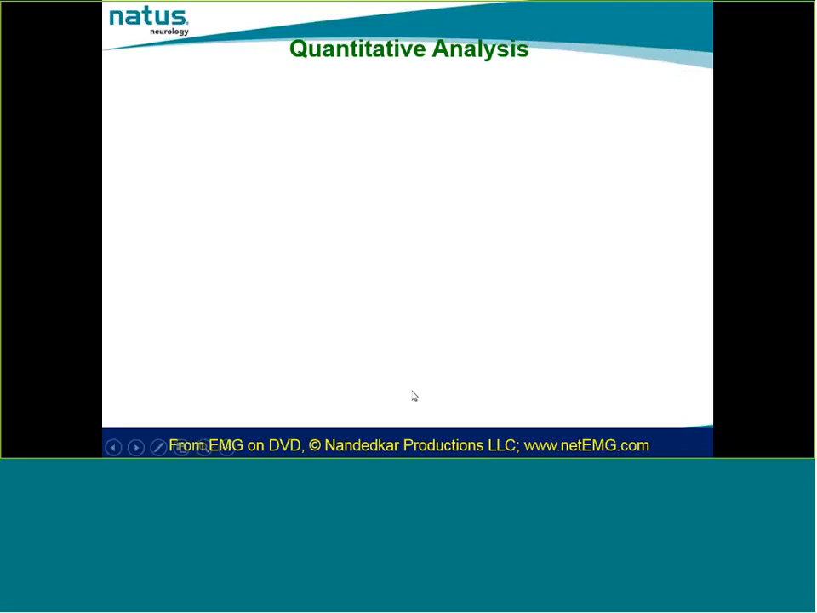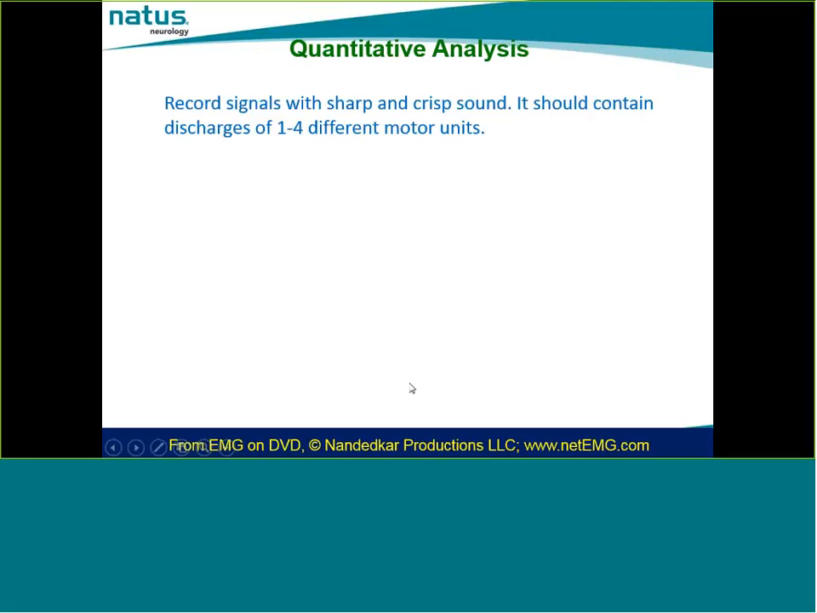So how do we perform quantitative analysis using multi-motor unit analysis? We record signals with sharp and crisp sound. It should contain discharges of 1 to 4 different motor units. It's okay to have a little bit more. Having one only is not very nice, it is going to take you more time. So perhaps 3 to 4 is a better way of recording.